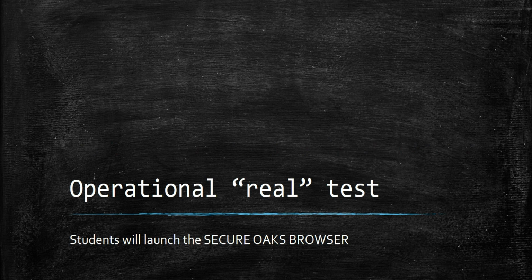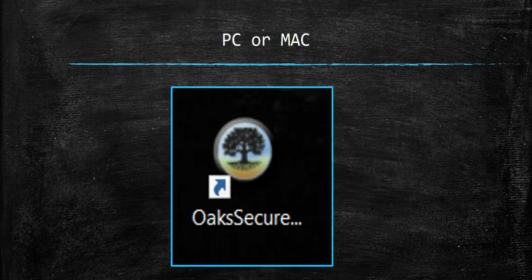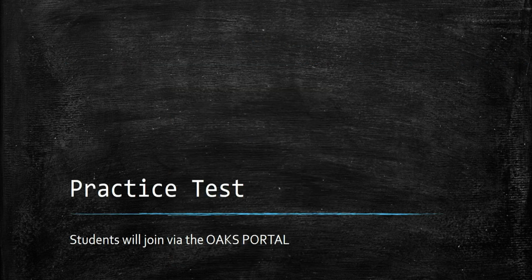When a student is joining a test session for an operational or a real test, they will need to do so via the Oaks Secure Browser. For most Chromebooks, the icon will look like this. And for most PC and Macs, the icon will look like this. To join a practice session, the student will need to do so by going to oaksportal.org.